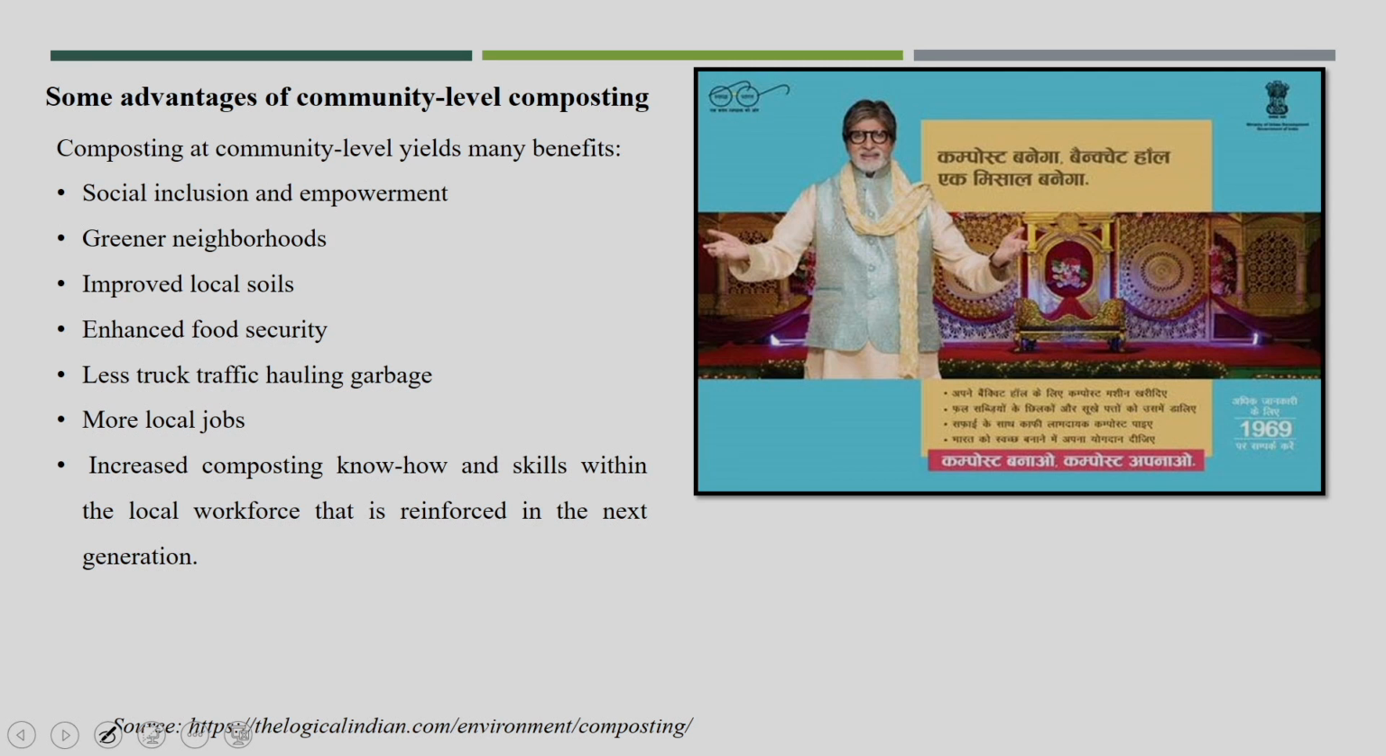There are also some advantages of community level composting. You can see this photograph where Amitabh Bachchan is talking about compost banao and compost apnao. You can see a lot of videos in Mumbai. He is promoting the composting plant under the Swachh Bharat mission. So what are the benefits? Social inclusion and empowerment.